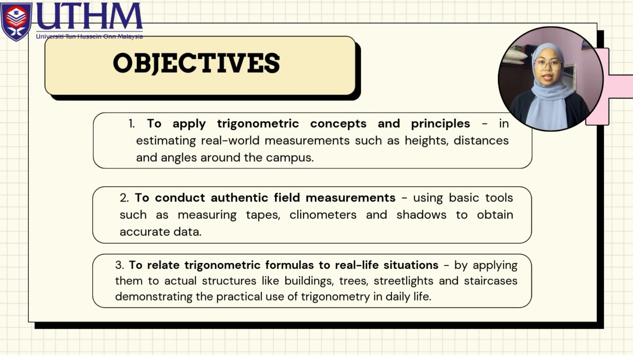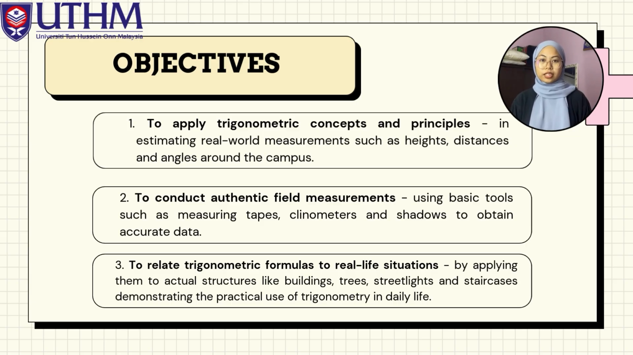For this part, I will explain the three main objectives of our project. Our first objective is to apply trigonometry concepts and principles to real-world measurement. This means we use trigonometry to estimate height, distance, and angle around our campus. The second objective is to conduct real field measurement. We use basic tools like measuring tape, clinometer, and even shadow to collect accurate data during our fieldwork.